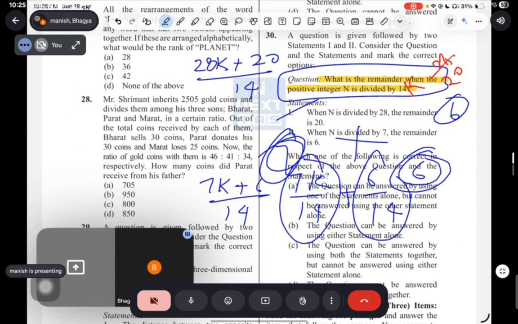28k plus 20, like we have written from statement 1. 28 into k, k is the quotient, and plus 20 by 14. Like this he did. This is the whole number. If it is divided by 14, you will get the remainder he is asking. So we can separate the constant part and the variable part. N is divided by 14, so you will always divide this 28k plus 20 upon 14.